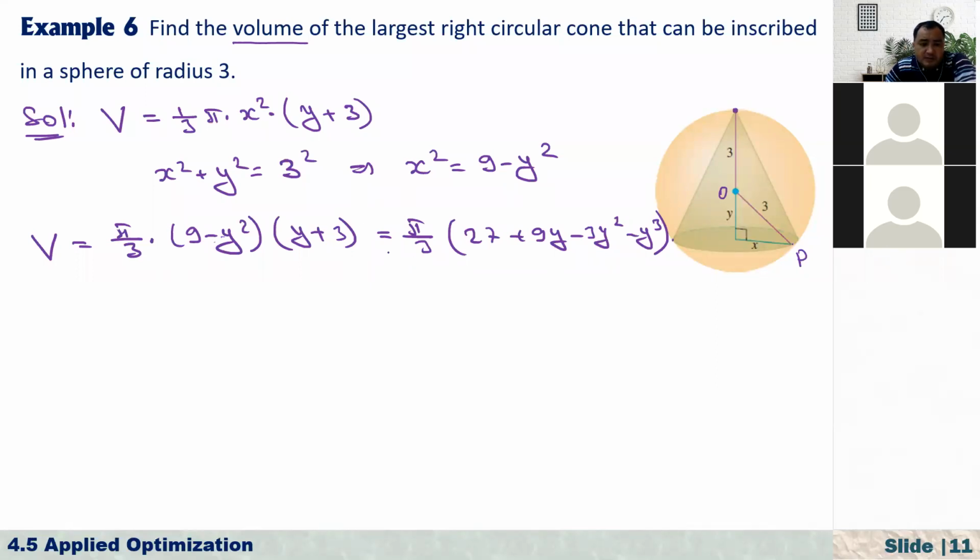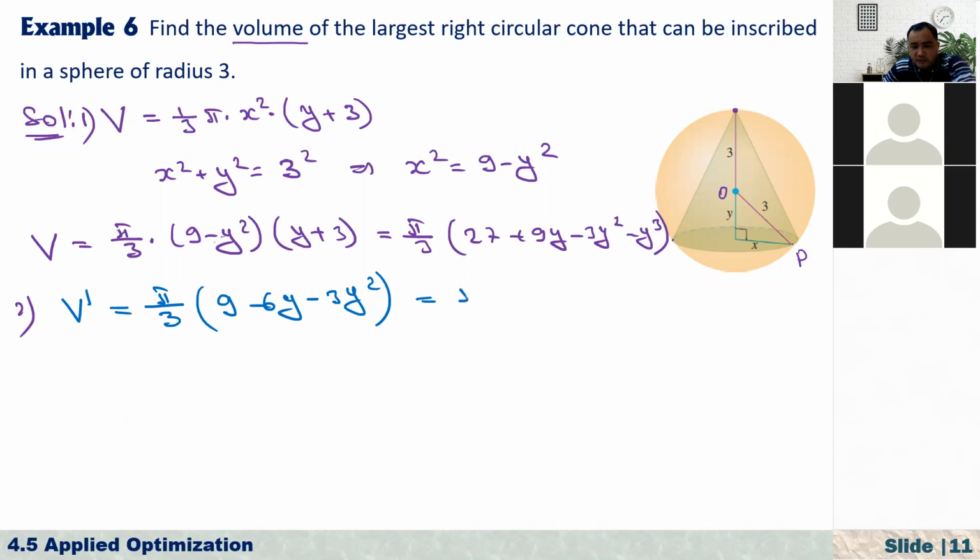Now to find the maximum, first we're going to use the first and second derivative test. That's our first step. In our second step, what is the derivative of V with respect to y? That is pi over 3 times 27 minus 0, plus 9 minus 6y minus 3y squared. Again, 3 is a common factor, so we factor out the 3. Then we have pi times 3 minus 2y minus y squared.